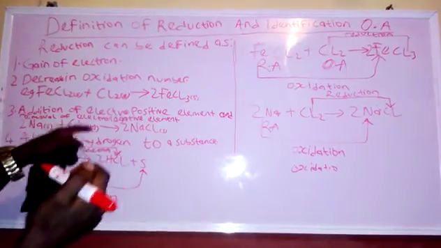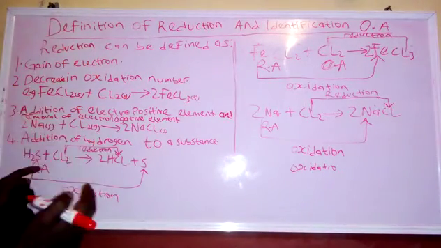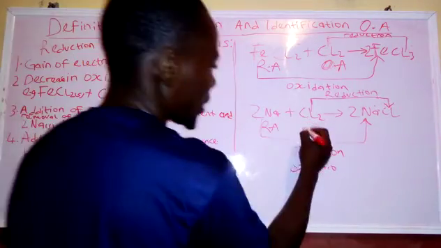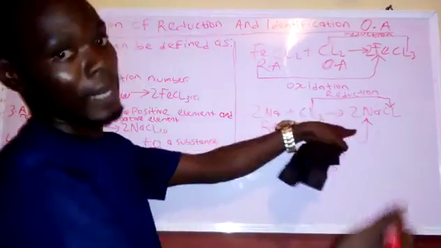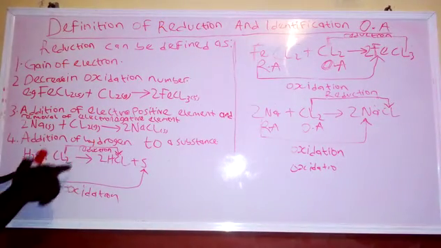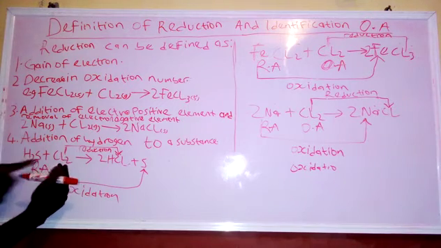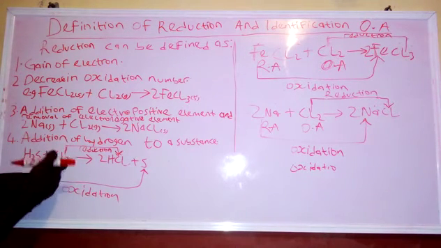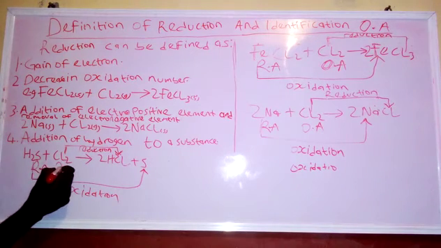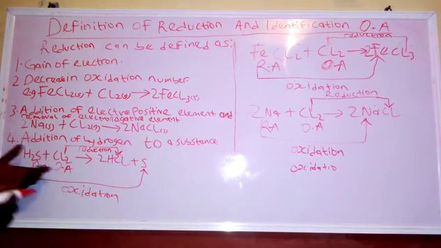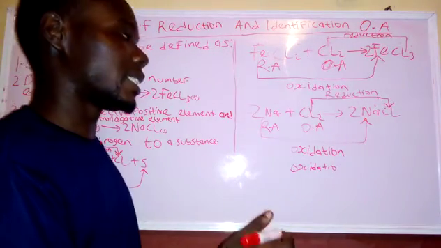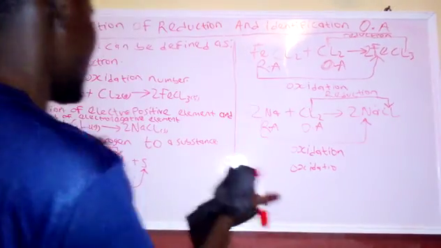In the same way, anyone to which an electropositive element is added is an oxidizing agent. Look here. This is our oxidizing agent because an electropositive element is added to it. The same thing goes for addition of hydrogen. Anyone to which hydrogen is added is an oxidizing agent. Look here, chlorine. This chlorine is standing alone on its own, and hydrogen is added to it. So this will be our oxidizing agent. That's how you recognize them easily in a chemical reaction. So you can recognize both oxidizing and reducing agents in a chemical reaction. That's the easy way to identify them.